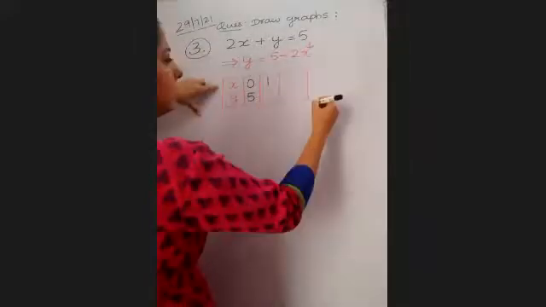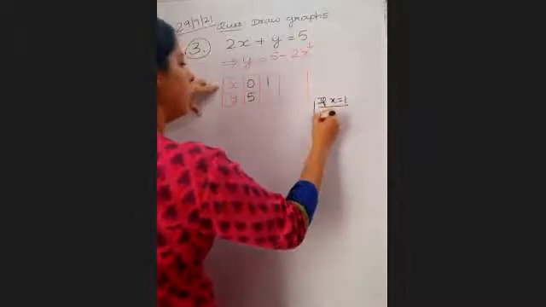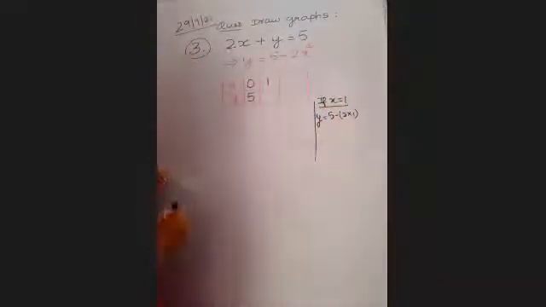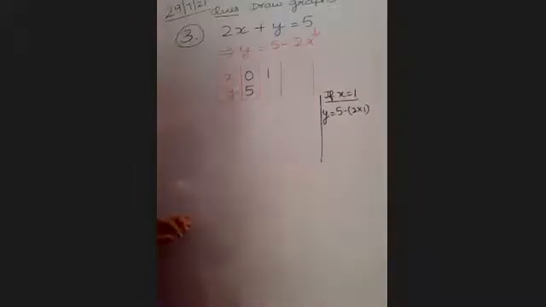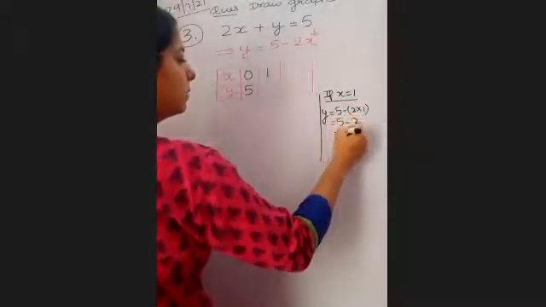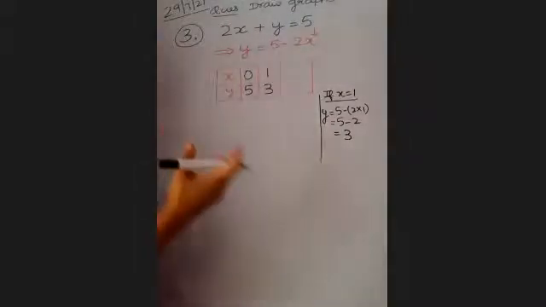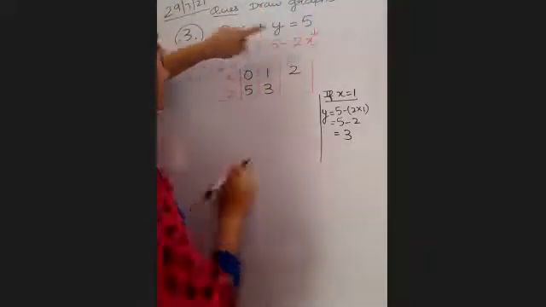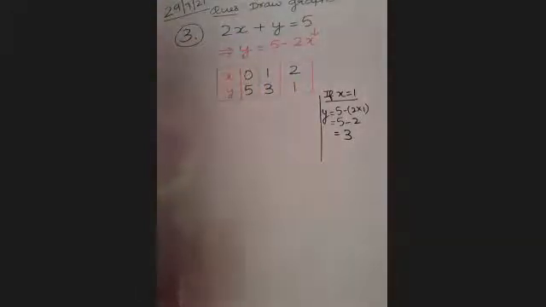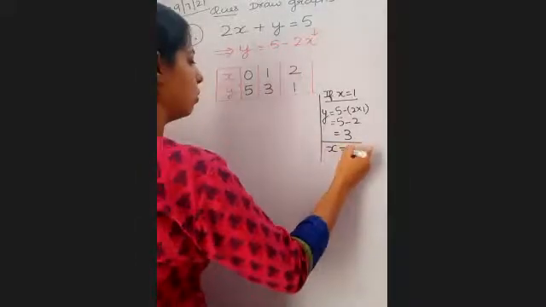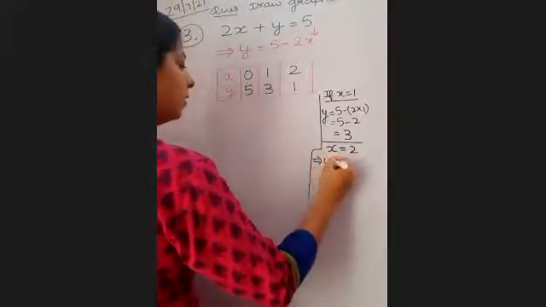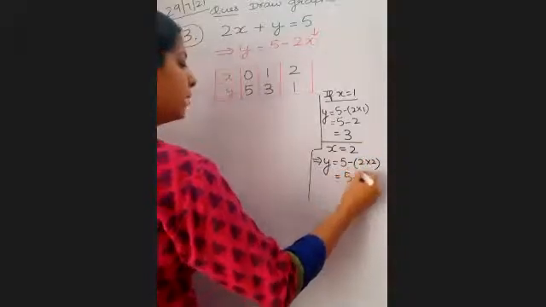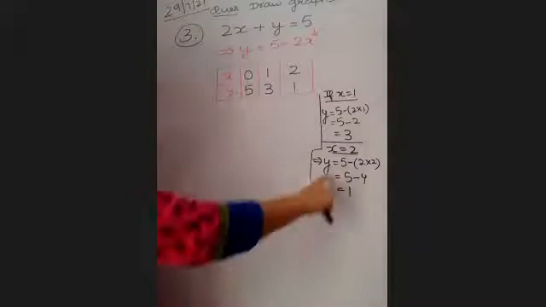If I take x equal to 1, what will be y, children? It would be 5 minus 2 into 1. So 5 minus 2 is 3. I would always like to take simple values. If I take x equal to 2, y is equal to 5 minus 2 into 2, 5 minus 4, which gives me 1. We can always do the calculations orally, but if you are not comfortable, you can do it in the rough.